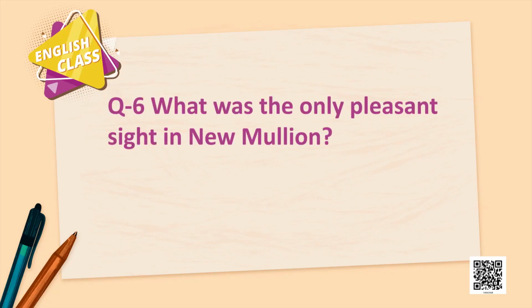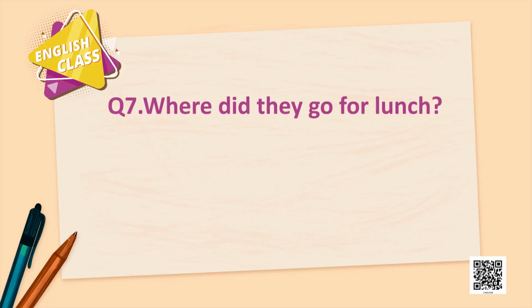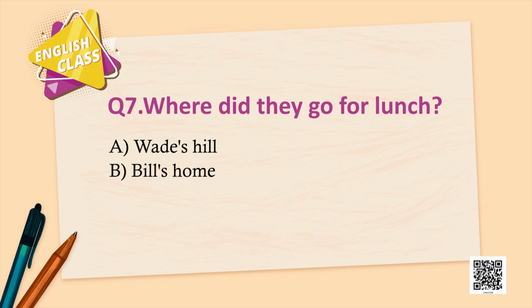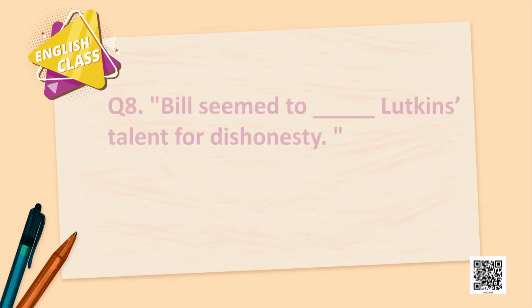What was the only pleasant sight in New Mullion? The delivery man, the weather, the raw shops, or none of the above? The delivery man. Right, said Suhani. Question number 7. Where did they go for lunch? Wade's Hill, Bill's home, Oliver's home, or Oliver's mother's farm? Wade's Hill. Right. Question number 8.